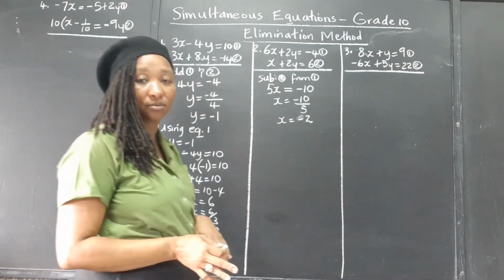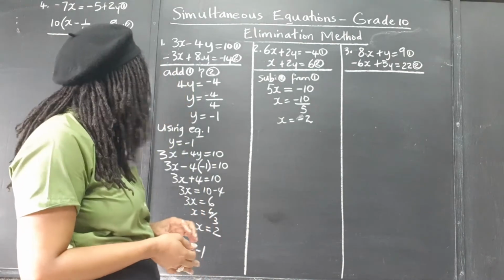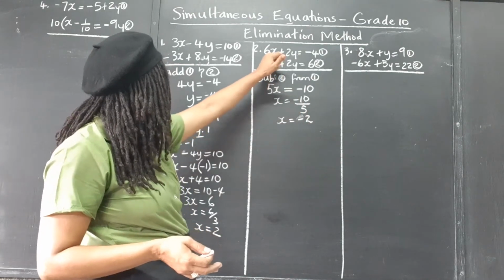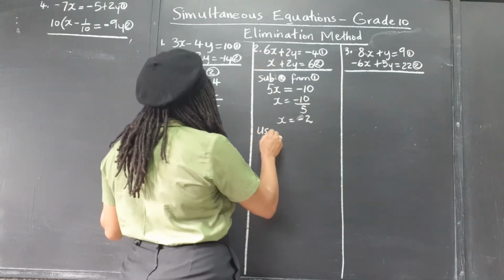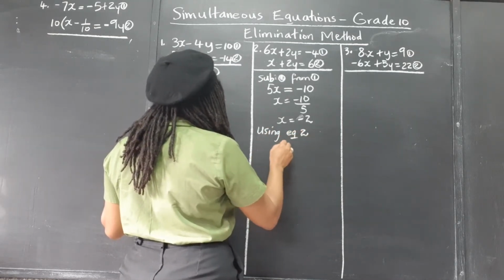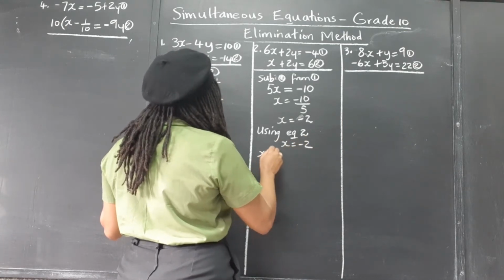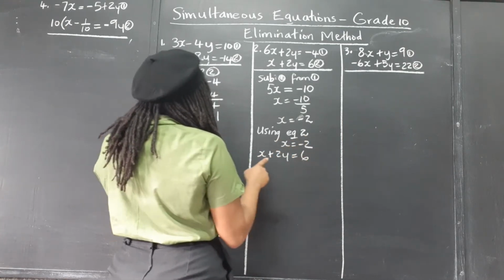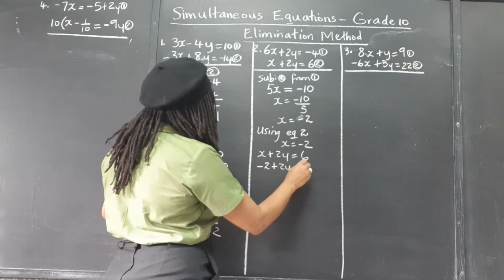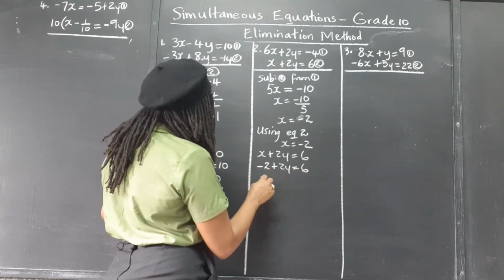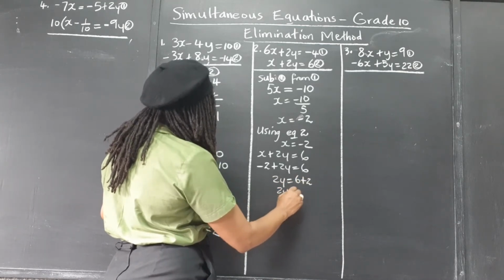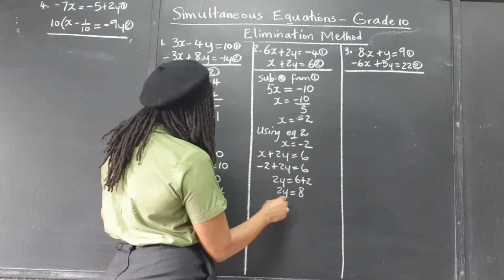We're not done. We're not done. We need to solve for y as well. So we're going to plug in the value of negative 2 where x is, either here or here. So I'm going to use equation 2, and I'm going to write where x is negative 2. So x plus 2y is 6. So I'm plugging in negative 2 here where x is. Now I'm going to add 2 to both sides. So I have 2y is equal to 6 plus 2. Now I'm going to divide both sides by 2.